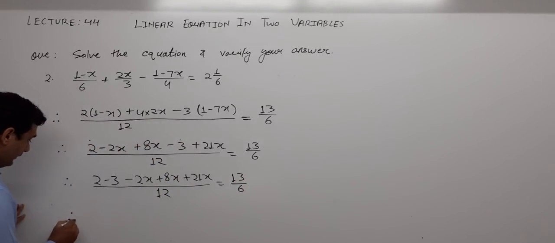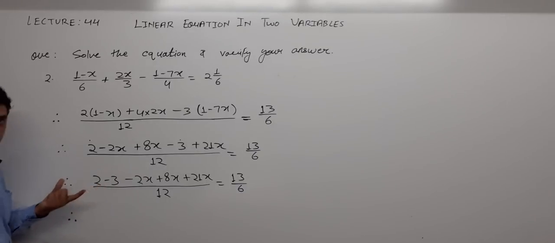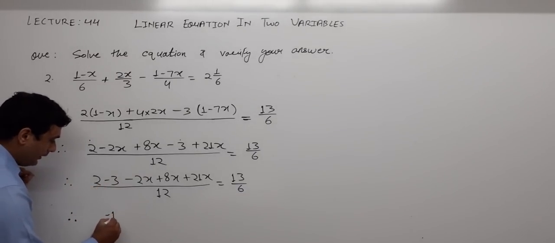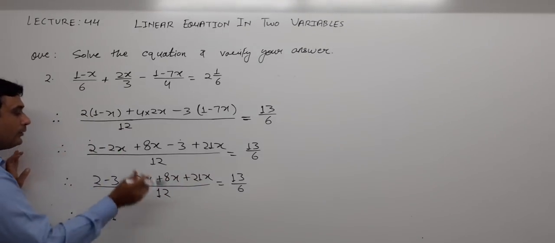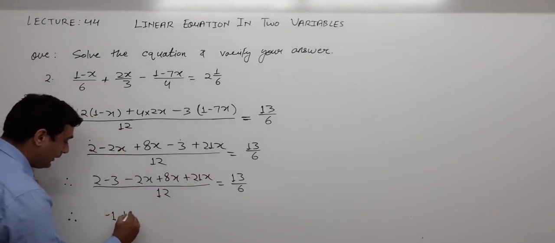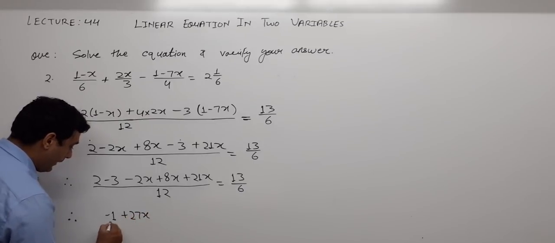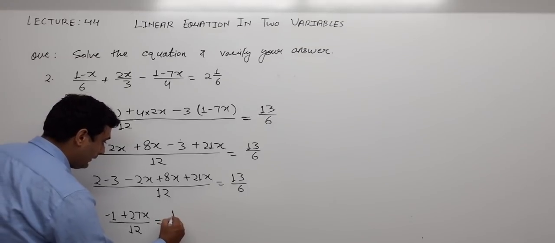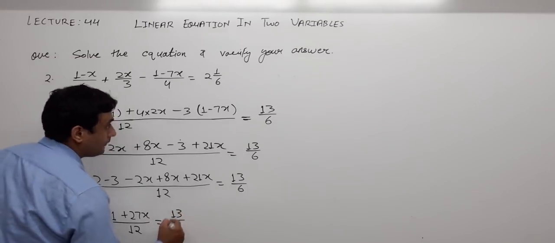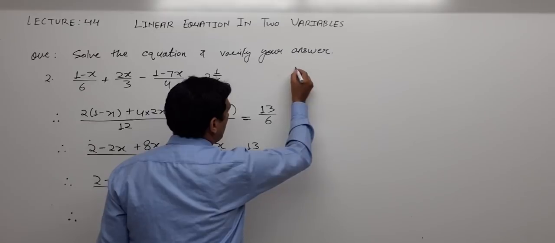Now further, I will simplify the numerator. 2 minus 3 is minus 1, and over here 8x plus 21x is 29x, 29x minus 2x is 27x, divided by 12 is equal to 13 upon 6. Okay.